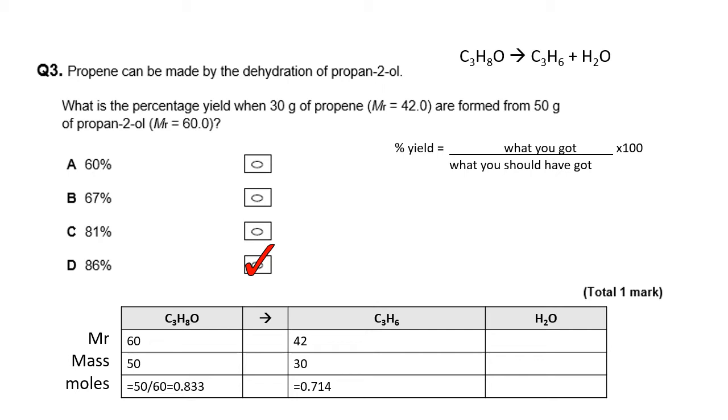Now that wasn't the case, and you can see I've put the numbers in here. We actually made 0.714 moles. So into our percentage yield, I'm going to put 0.714 divided by 0.833 times by 100, and I get pretty close to 86%.